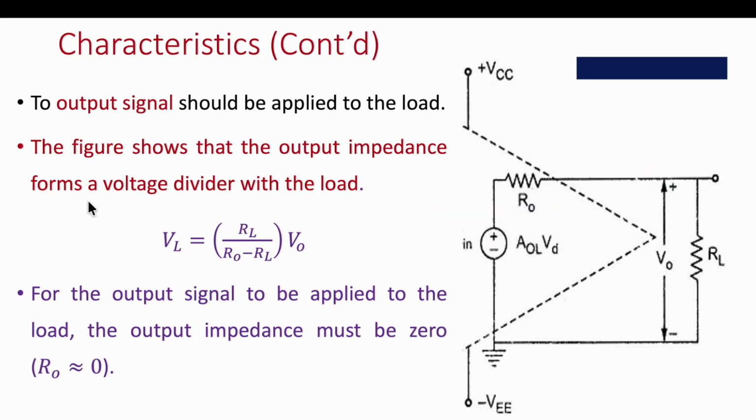The second characteristic is that the output signal should be applied to the load. This figure shows that the output impedance forms a voltage divider with the load. We can write using that formula that VL is equal to the load resistance divided by the sum of the output and load resistances, multiplied by the output voltage. For the output signal to be applied to the load, the output impedance must be 0. This device has a very small output impedance.